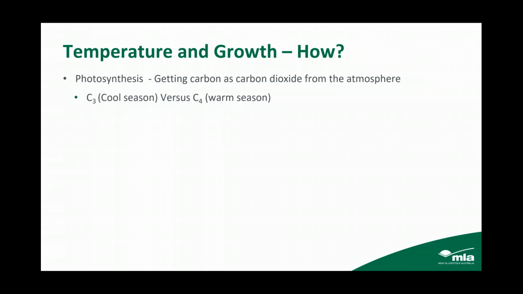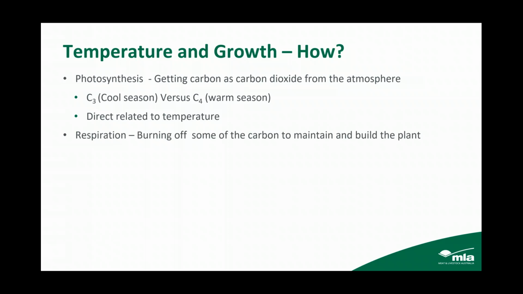The warm season ones don't perform at low temperature at all, and have a high temperature optimum for photosynthesis. The cool season ones, of course, do very well at 15 to 20 degrees and start falling over in the mid 30s. So that's the gain, and photosynthesis is directly related to temperature. I'll show you that in a sec. That's one part of it. The second part of it. So that's the positive part.